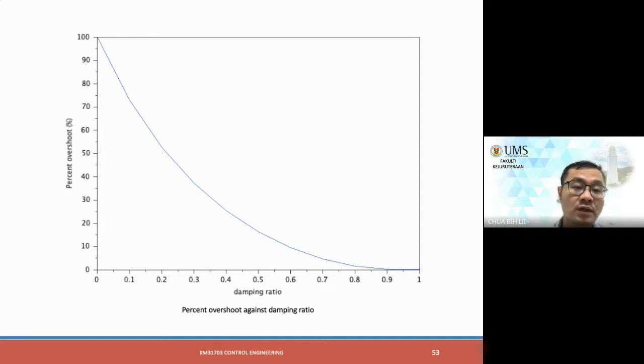What we would see here is that for the percent overshoot, when the damping ratio is 0, this is 100. When the damping ratio is 1, the percent overshoot becomes 0, and it will start at this particular point. It is critically damped, so no overshoot occurs.